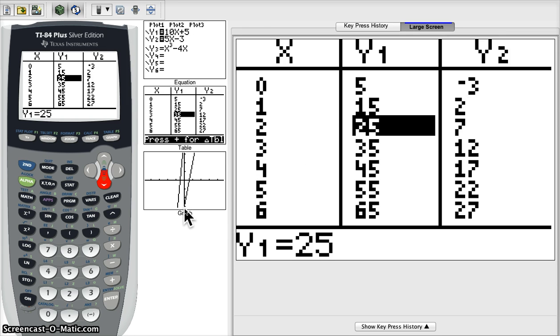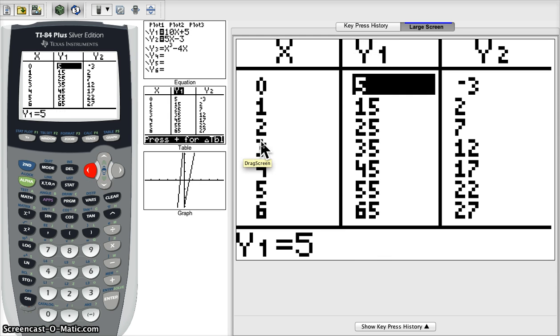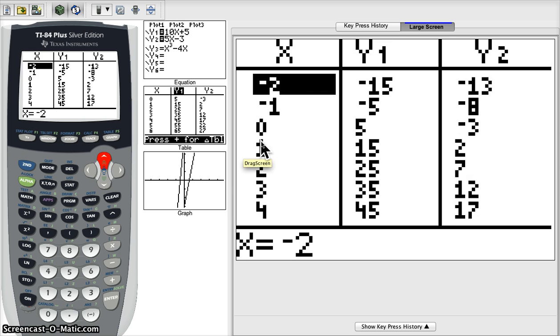So they're actually getting farther apart, and that means this vertical distance, like at 0, this one's 5 and this one's negative 3. So up at 5, it's a distance of 8. They're getting farther apart as x increases. We're going this way along the graph, and they're getting farther apart. So if we go the other way, it looks like they're going to get closer to one another.